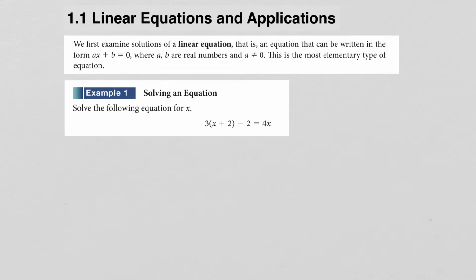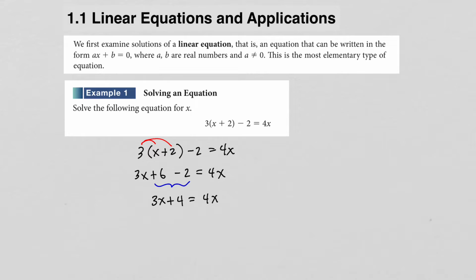All right, first thing we want to do with our equation is remove parentheses. In general, parentheses obstruct solving equations. So we're going to use the distributive property here. Multiplying this out, we get 3x plus 6 minus 2 equals 4x. Next thing we want to do is combine like terms. In this case, 6 minus 2 is positive 4, giving us 3x plus 4 is equal to 4x.